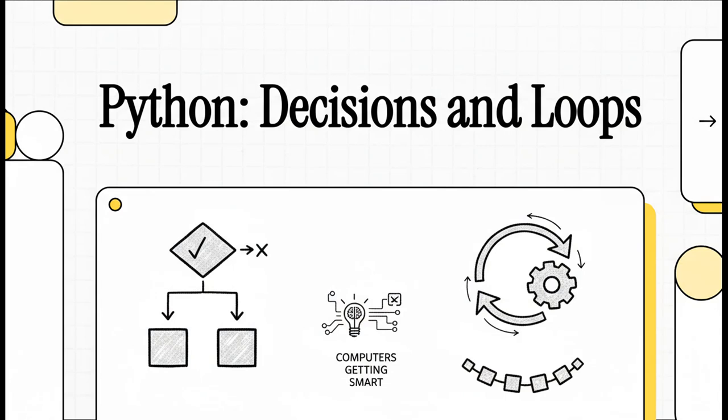Today, we're going to crack the code on how computers actually think. We're diving into how they make decisions and repeat tasks. I mean, this is the fundamental magic behind literally every single piece of software you use. It's the core of what makes a program, well, smart.